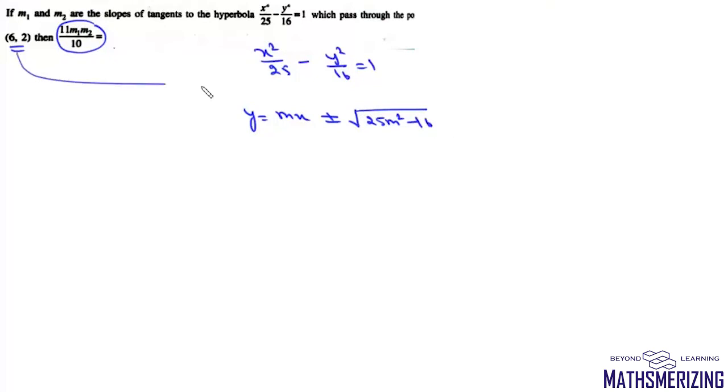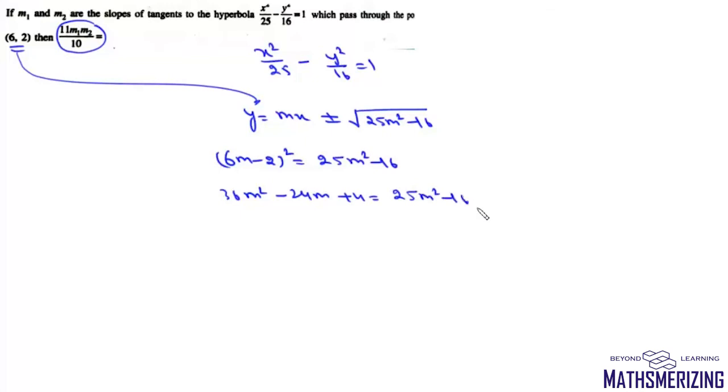Now this point will lie on this tangent. So we'll put x as 6 and y as 2. So it will be (6m minus 2) whole square, and it must be equal to 25m square minus 16. So we can write this as 36m square minus 24m plus 4, and it is equal to 25m square minus 16. So we can write this equation as 11m square minus 24m plus 20 equals 0. Now this equation has two real roots, m1 and m2.